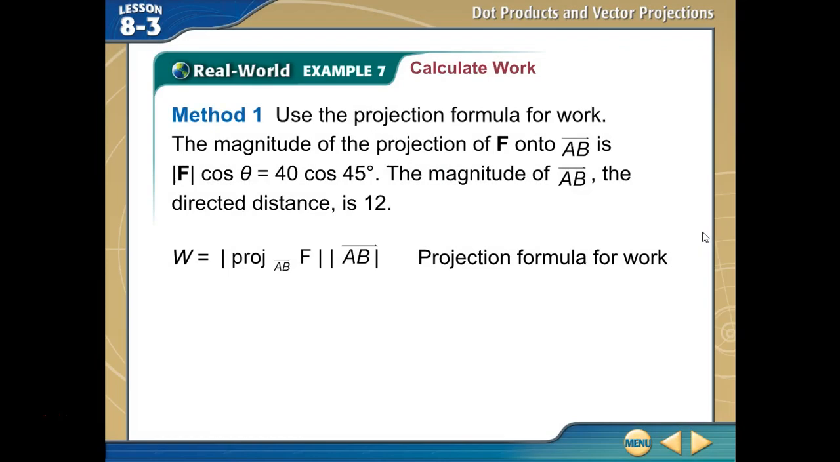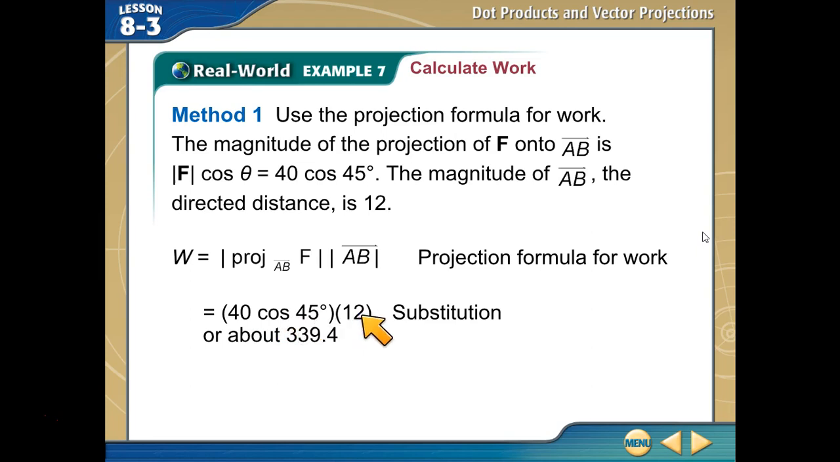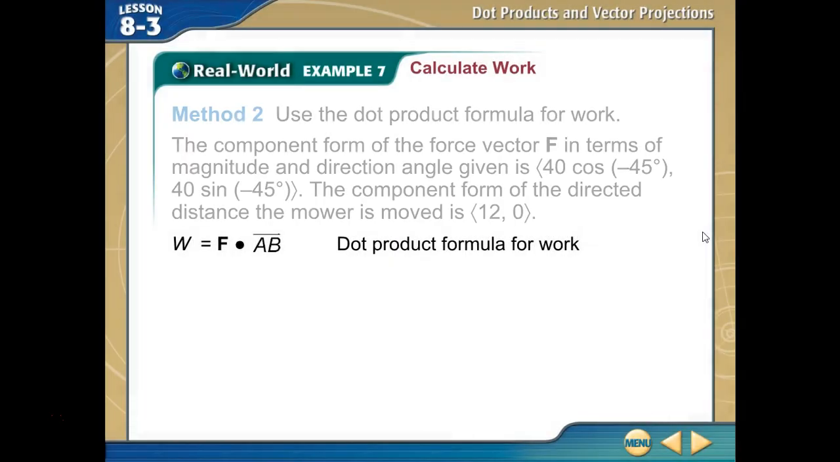All right, so we know that we have a projection for our force, and then we have the magnitude of AB. This one is easy because it's just given us 12. The projection is a little bit trickier. When we're figuring out the projection, it's just what we just had: that value 40 cosine 45. That's the component that goes in the direction. That's our distance. Work is force times distance, and I get a final value of 339.